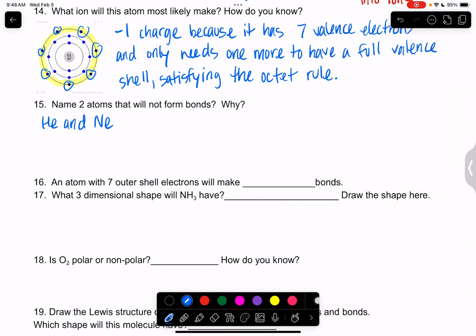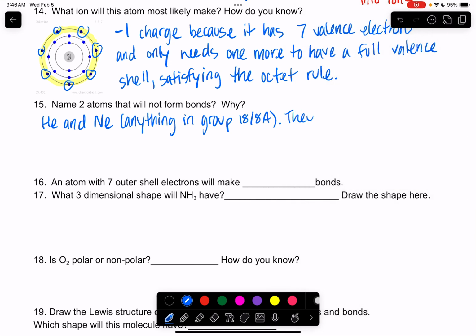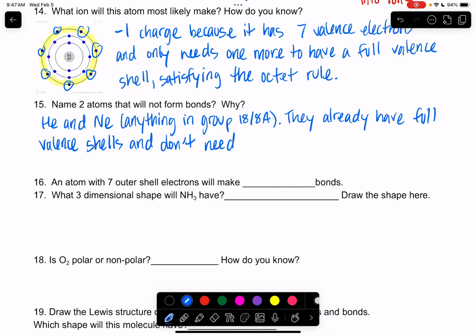And then the why is because, or let me put here, anything in group 18/8A. They already have a full valence shell and don't need to share or transfer electrons.